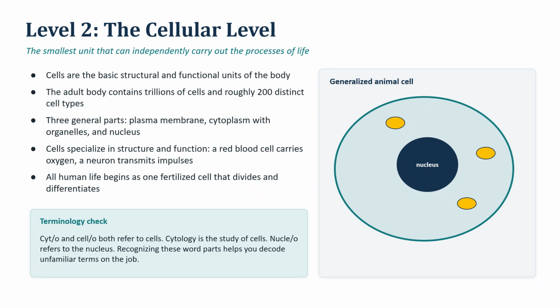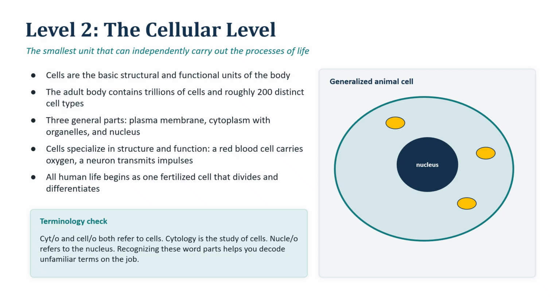Look at the diagram on the right and find 3 general parts. The plasma membrane, drawn here as the teal border, is the outer boundary that controls what enters and leaves the cell. The cytoplasm is the fluid interior, and suspended in it are organelles, the little working structures shown in gold. Organelles include mitochondria, which produce energy, ribosomes, which assemble proteins, and lysosomes, which digest waste. The nucleus in navy houses the DNA and directs cell activity.